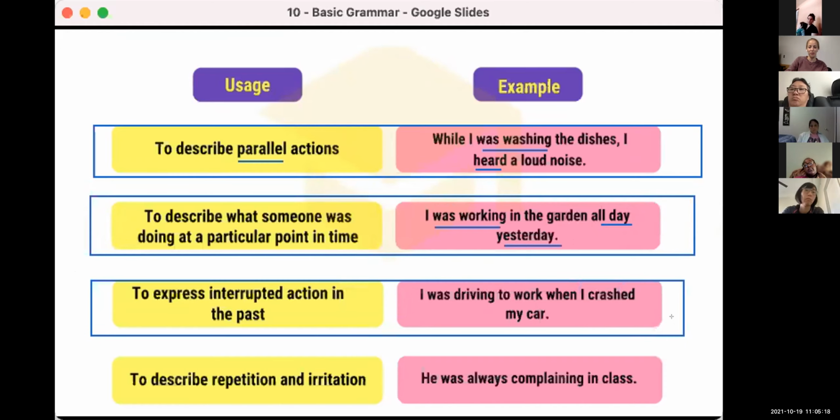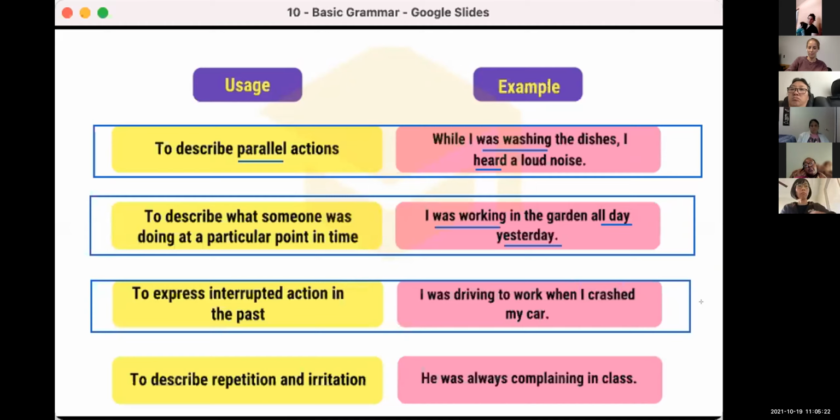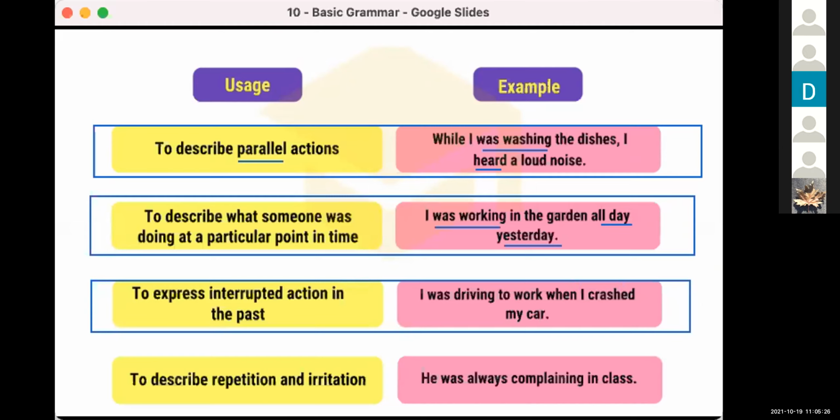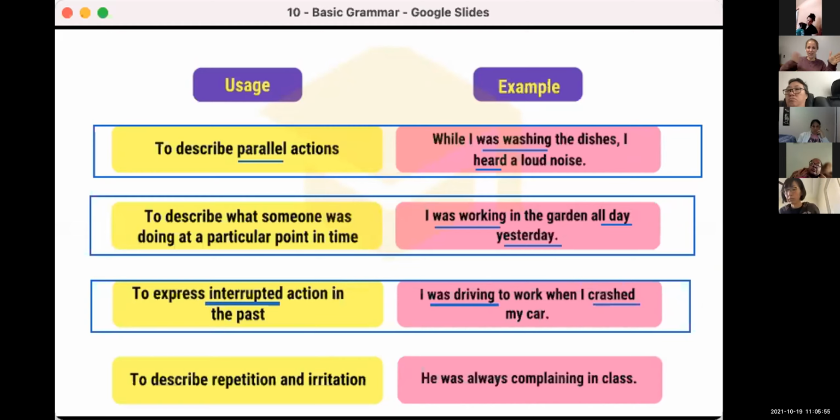Okay. The third one, who would like to read it? To express an interrupted action in the past. Example: I was driving to work when I crashed my car. Very good. This is an interrupted action. I was driving to work when I crashed my car. So was driving is a continuous action and something else happened at that time to interrupt driving. I was driving when I crashed my car. Crashed, the car stops driving in that way. We're going to talk about some sentences using while and when in the simple past and past progressive. We'll talk about that in just a minute.